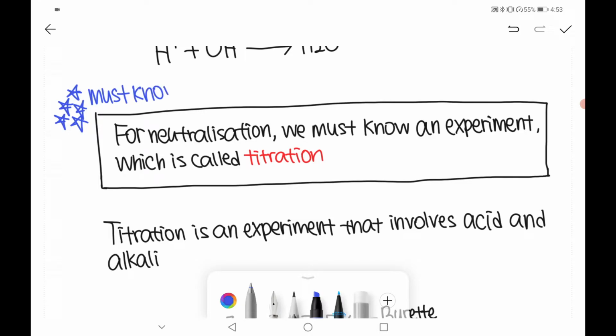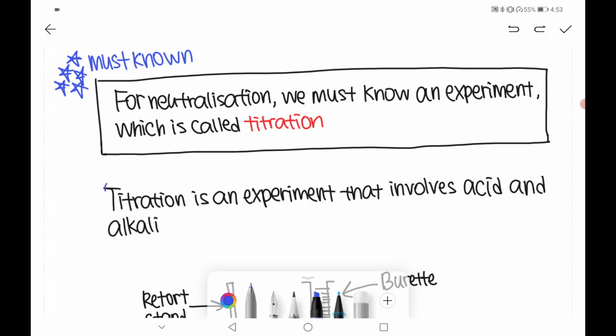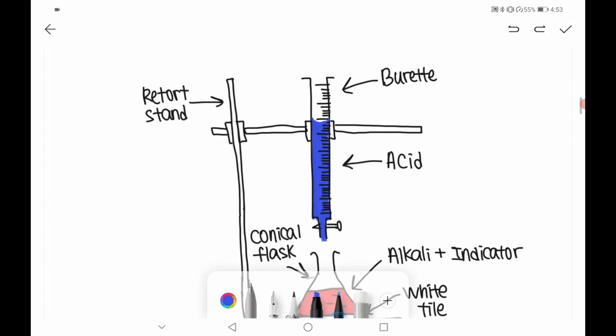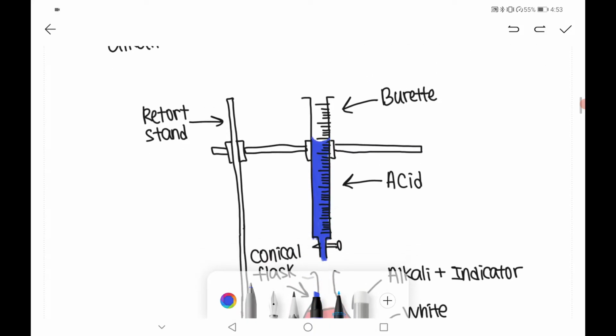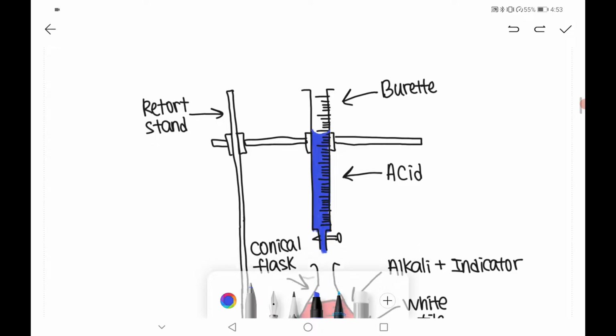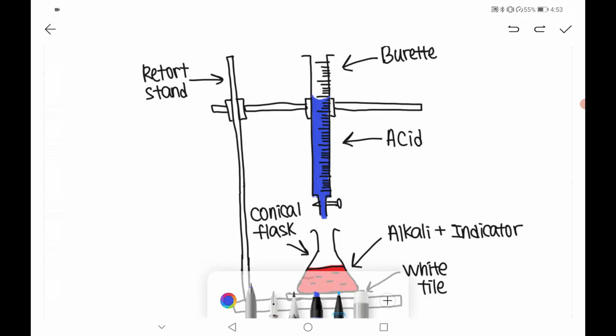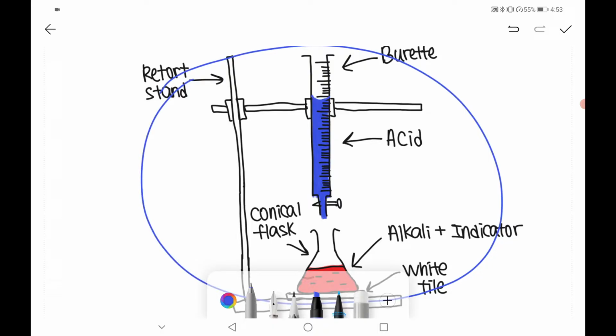What do we mean by titration? Titration is an experiment that involves acid and alkali. When you have acid and alkali mixed together, we call this experiment titration. How to do titration? This is the apparatus setup for titration, and you need to know it, because sometimes in SPM they will ask you to draw this diagram. You must know how to draw this diagram.